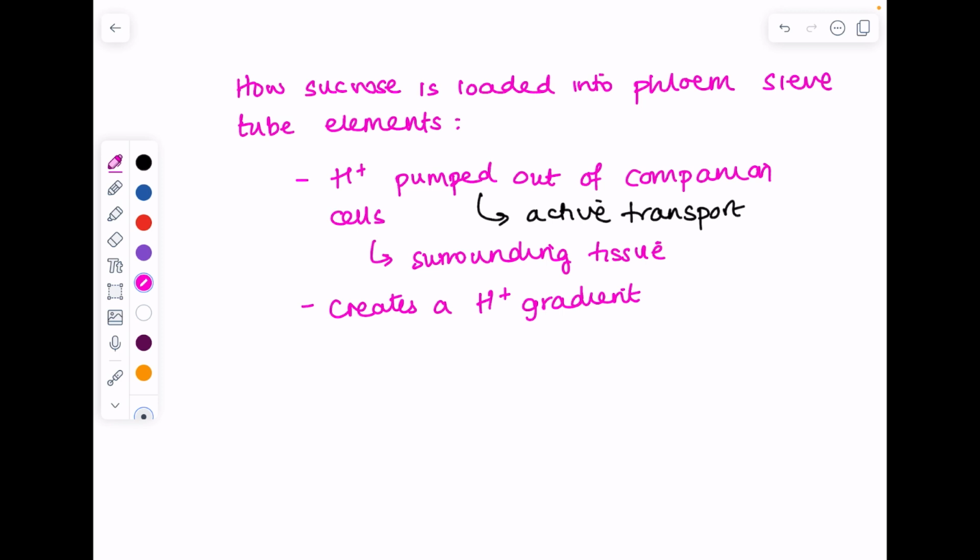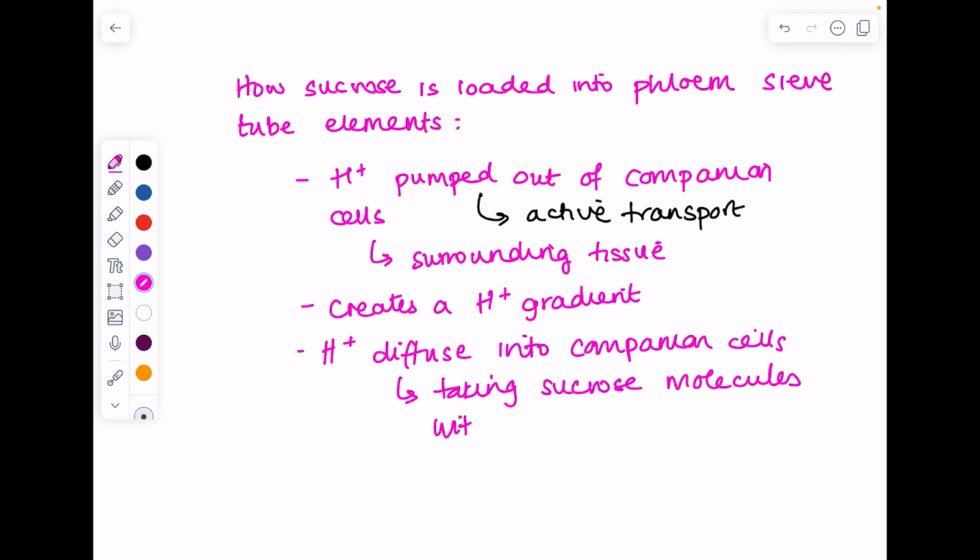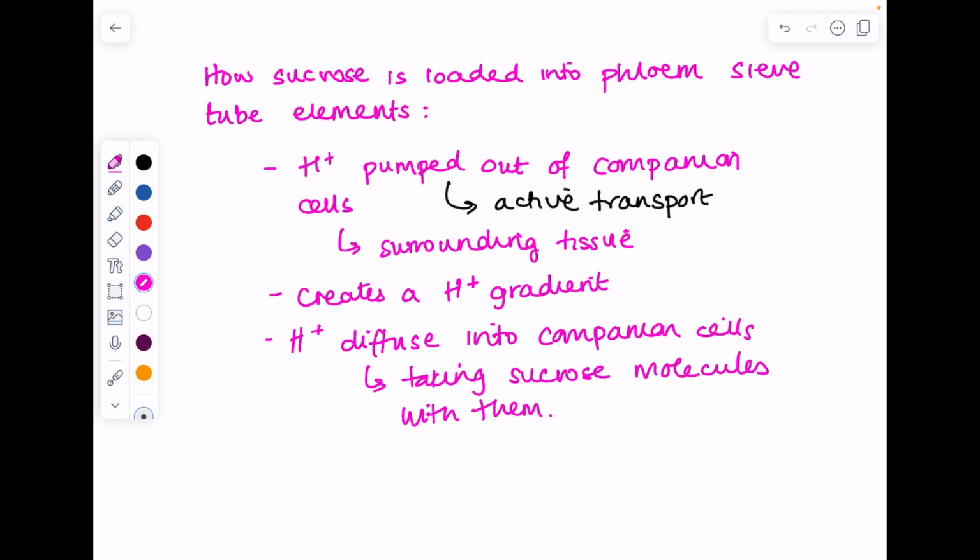What happens next is, because of the H plus gradient produced, the protons, the H plus, are able to re-enter the companion cells, this time by diffusion, and they're going to be attached to the sucrose molecules as they move into the companion cells. So the protons and sucrose both flow through co-transporter proteins in the plasma membrane, so we say that they move by facilitated diffusion.